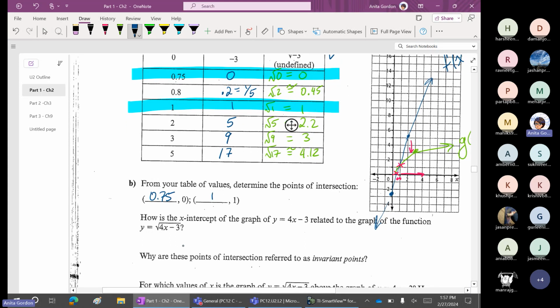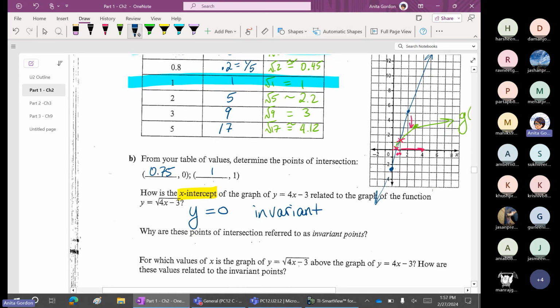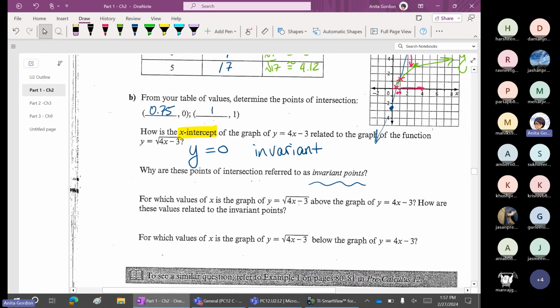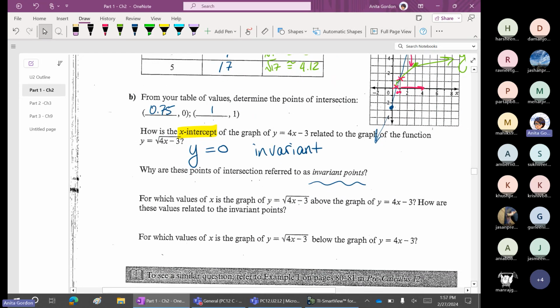Okay, how are they related? The x-intercepts are related because the x-intercepts have a y equal to 0, which is our invariant point. The definition of invariant we already talked about in our last unit, so I'm just skipping over that one right there. Okay, now for which values of x is the square root function above the regular function?